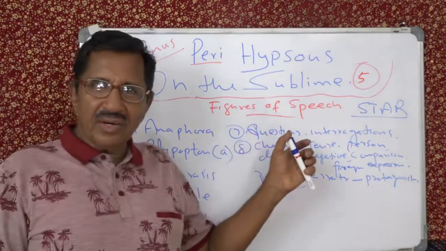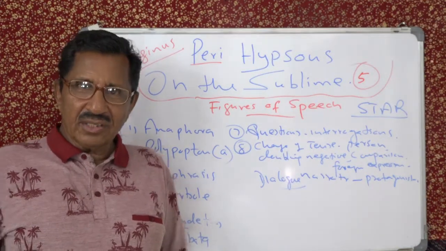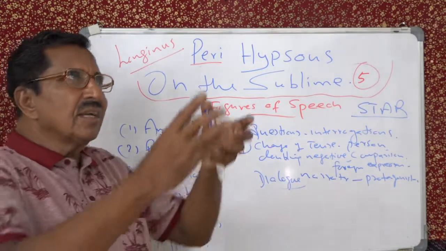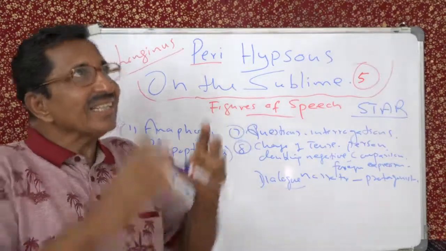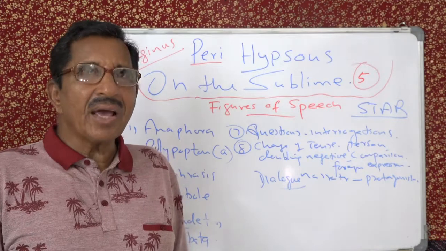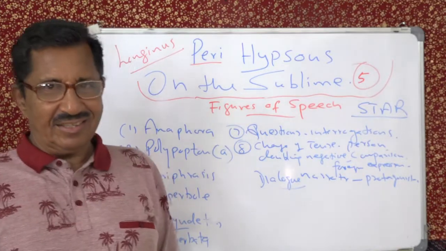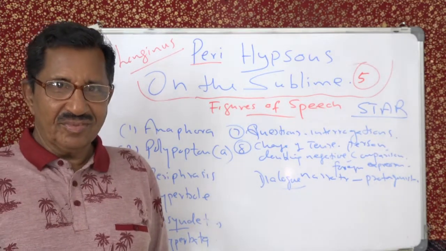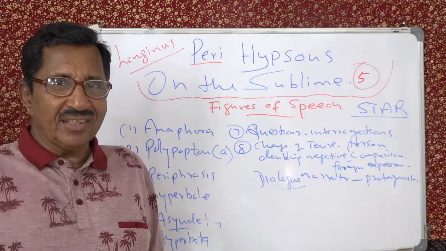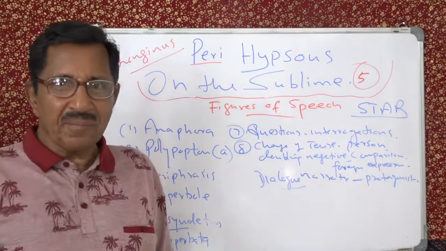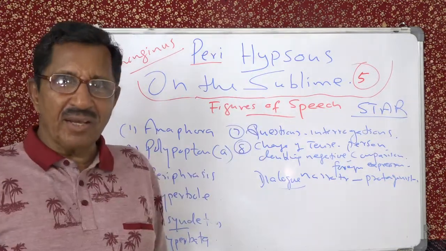So in the last class we had figures of thought. Today we have figures of speech. Together they take us to our destination, not destiny. What is the destination? Sublime. That mound of sublime where Zeus sits. Zeus, the god of gods of Greek mythology. He sits on the mound of sublime. These are the things that will lead you to the mound of sublime.